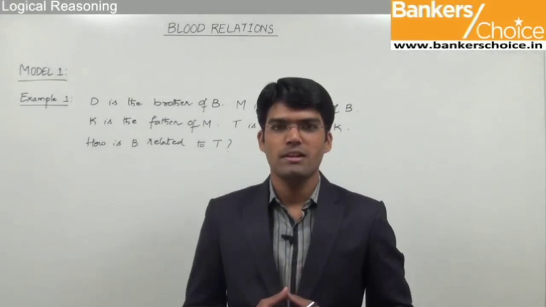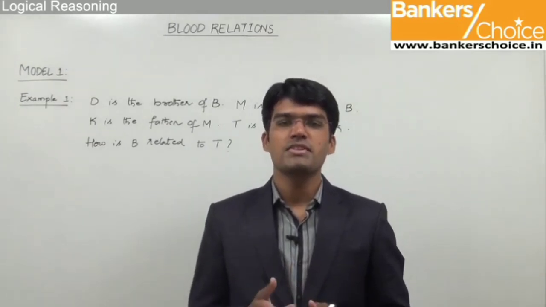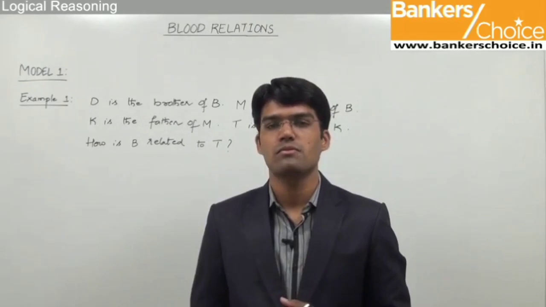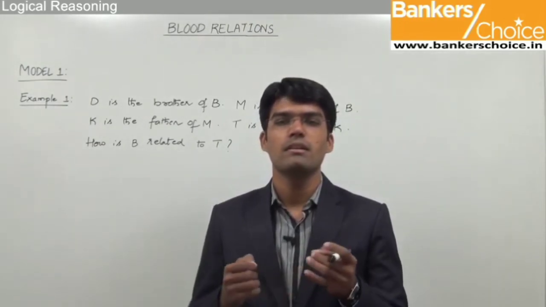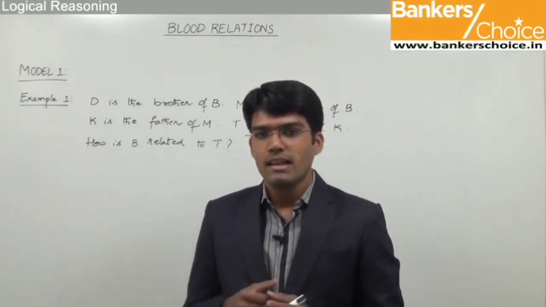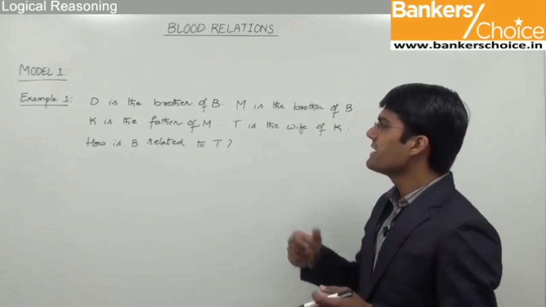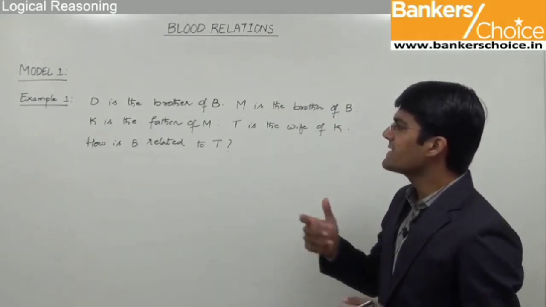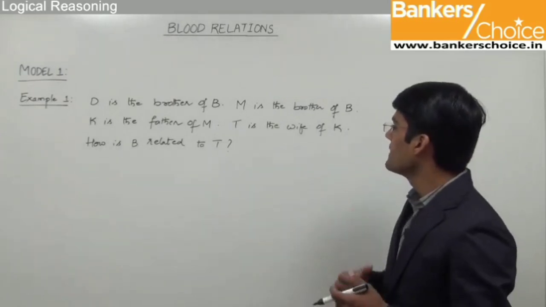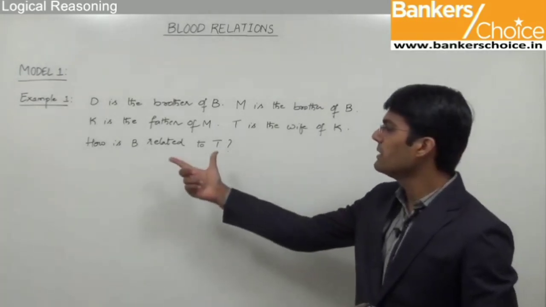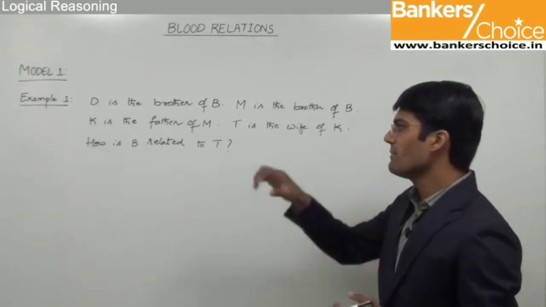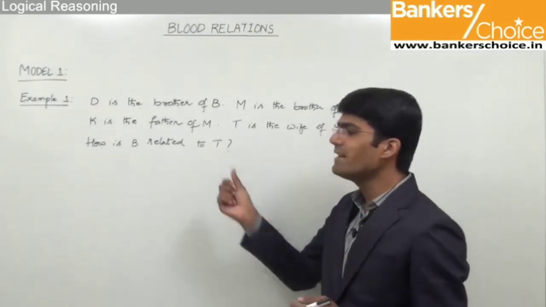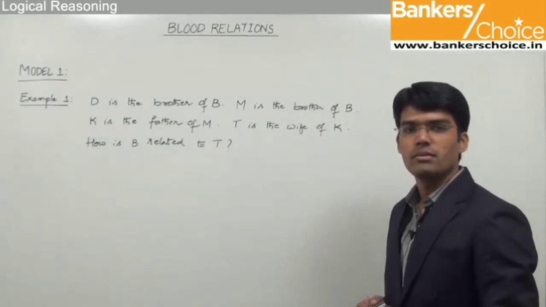Let us now take the first model from blood relations, where the relationship between different pairs of persons is given in the question and we are supposed to find out the relationship between the 2 given persons. The question here is, D is the brother of B, M is the brother of B, K is the father of M, T is the wife of K. How is B related to T? So from the given information, we are supposed to find out the relationship between B and T.